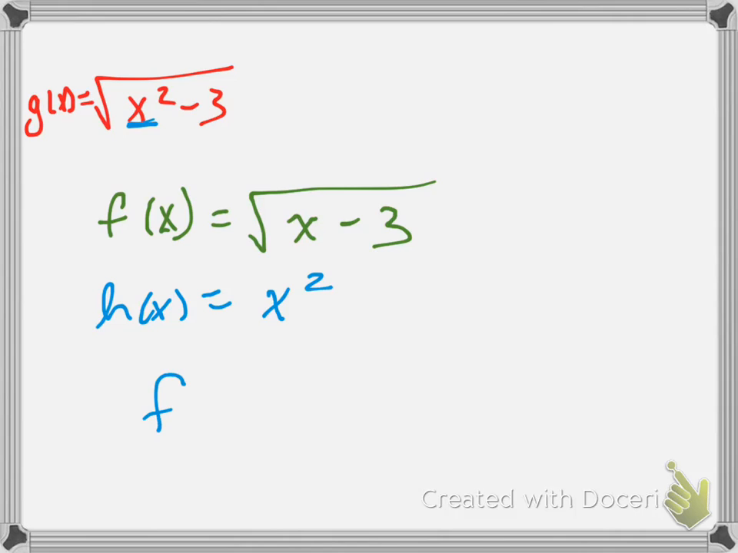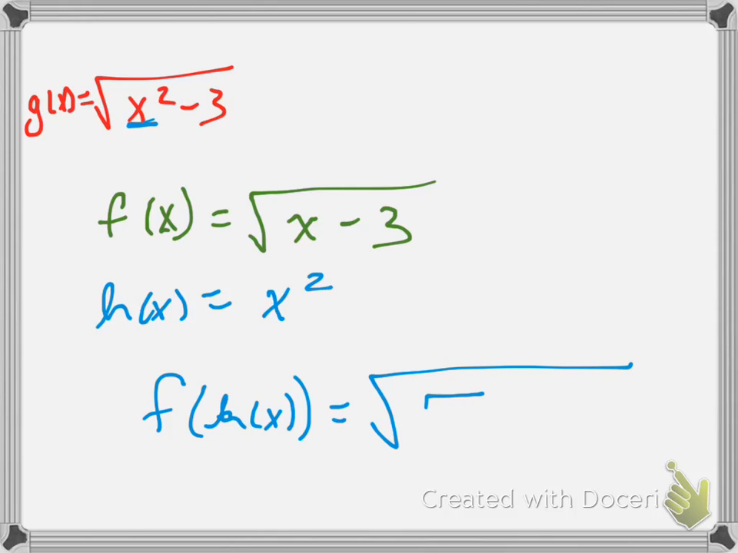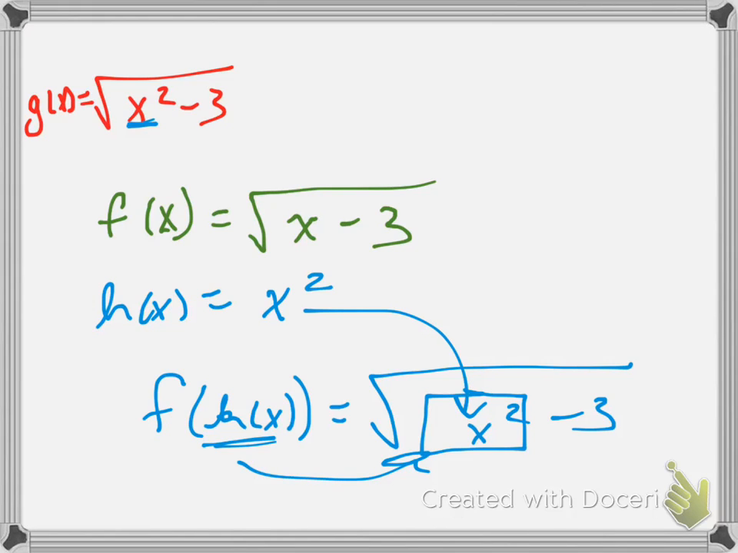So what's f of h of x? You plug in x squared minus 3. It's the square root of, I leave this blank, minus 3, and what do I plug into there? I plug h of x into there. So a lot of thinking through it. Okay, try one more.